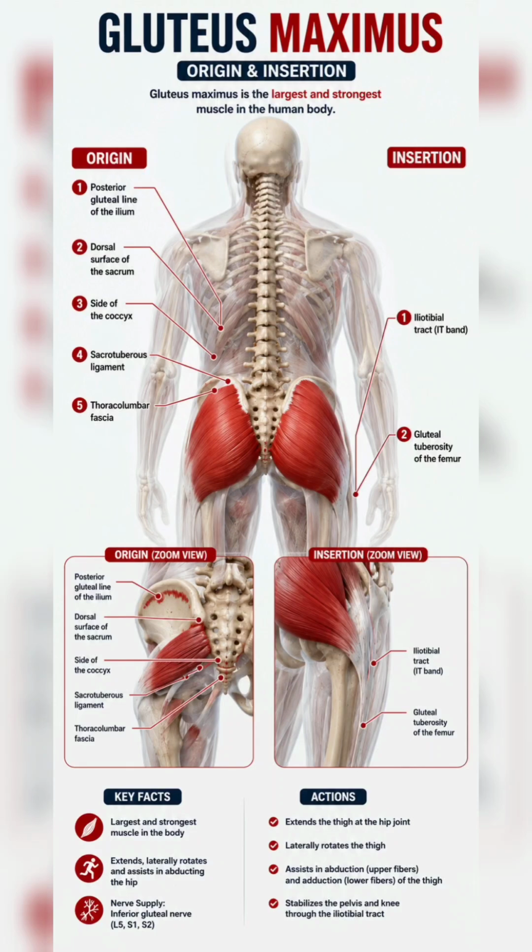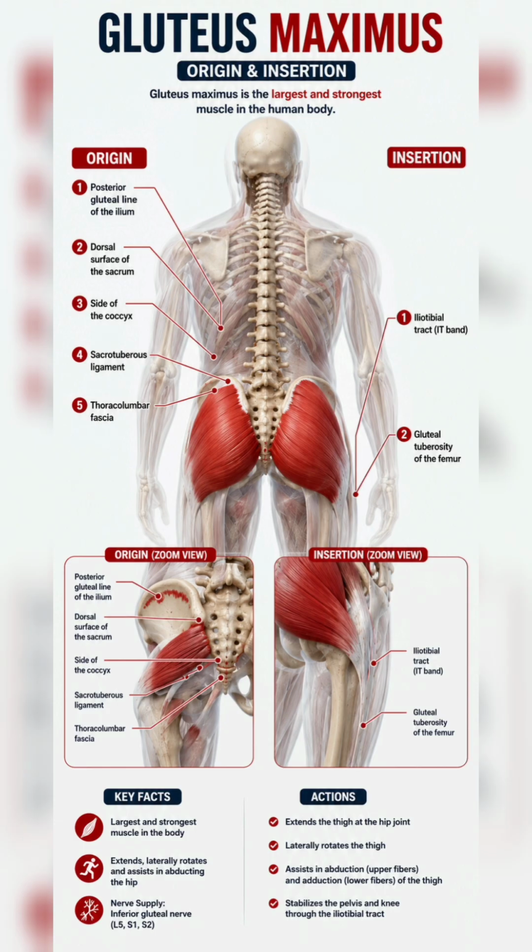Today we are going to learn about the gluteus maximus muscle. The gluteus maximus is the largest and strongest muscle in the human body. It forms the bulk of the buttocks and plays an important role in powerful hip movements.